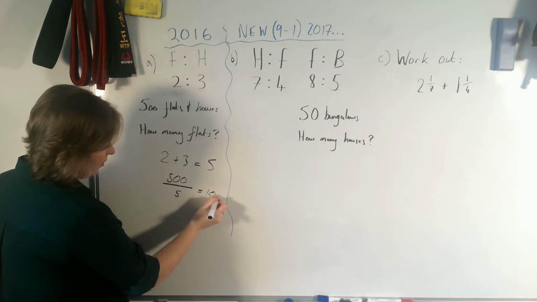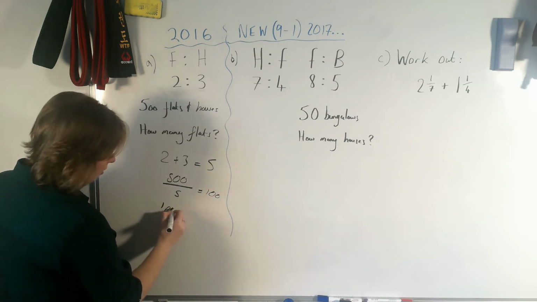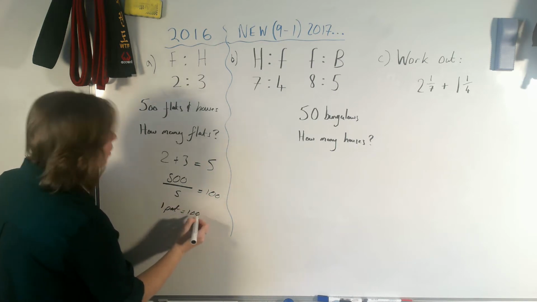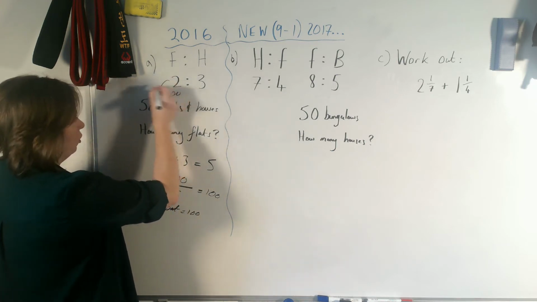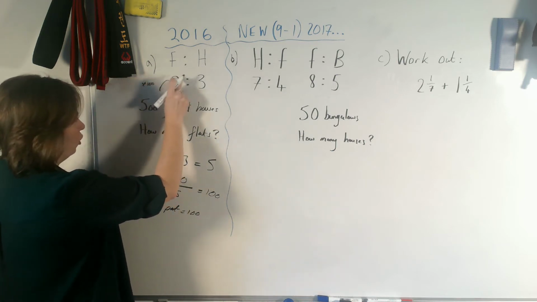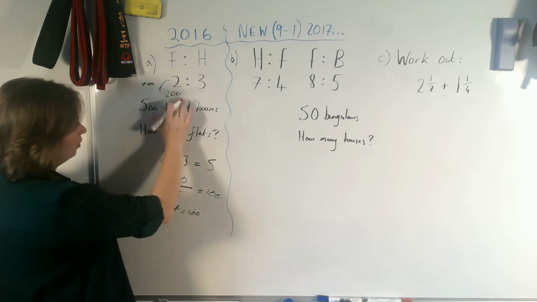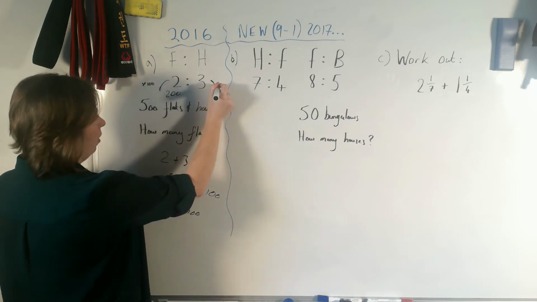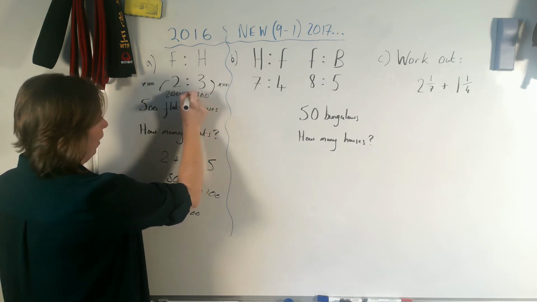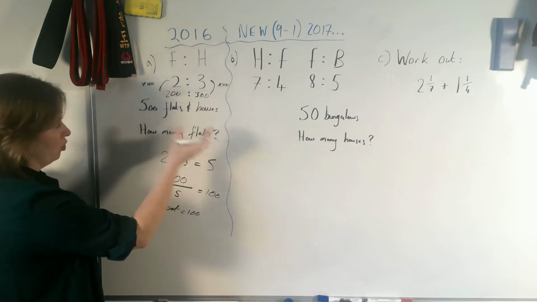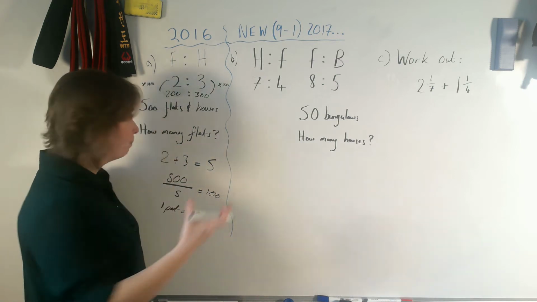500 divided by 5 is 100. So 1 part is 100. That means that 2 parts is 200. 2 times 100, 1 part. 2 lots of 1 part is 200. 3 lots of 1 part, 1 part's 100, is 300. And if you add those back together, 200 plus 300, you get your 500 buildings. So it all checks out.